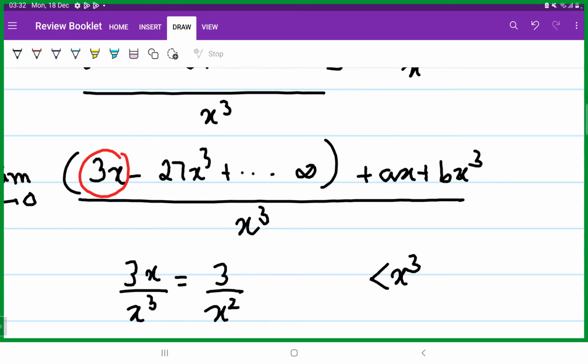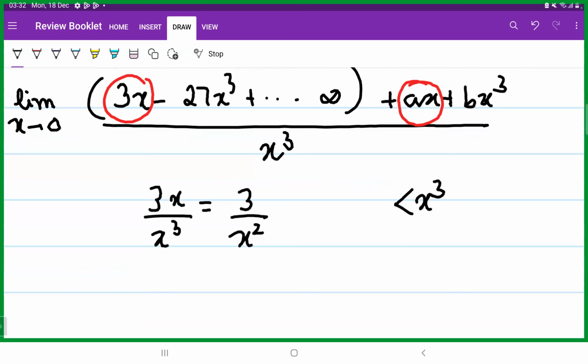We have two terms containing x. One is 3x, the other one is ax. So we have to equalize this to 0. Why? Because you cannot divide this with x cube, the limit cannot be resolved. We need to resolve the limit. So in that case, 3 plus a is equal to 0, so a is equal to minus 3. One part of the question is done.